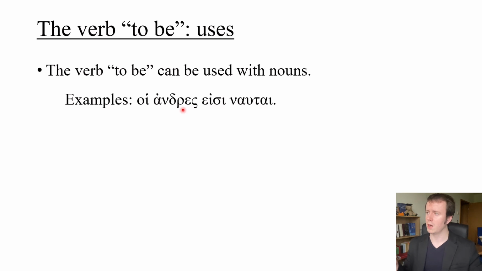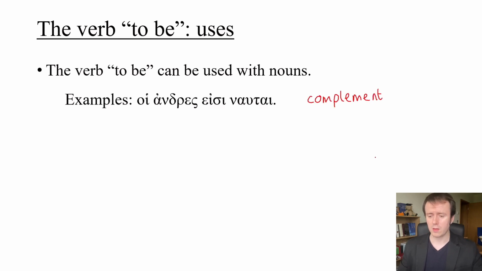So if you say, the woman is a prophet, both the word the woman and the word prophet go in the nominative case. And that's because with the verb to be, nobody is doing anything to anyone. You're just describing one and the same person or one and the same thing. You're not saying that somebody is doing something to someone. There's no object.